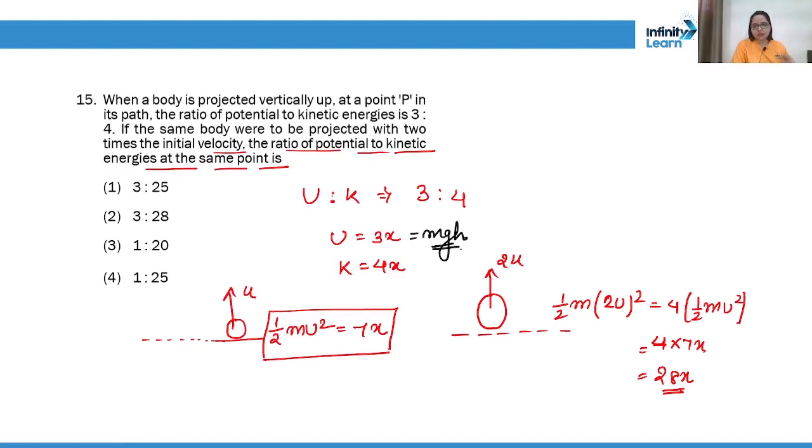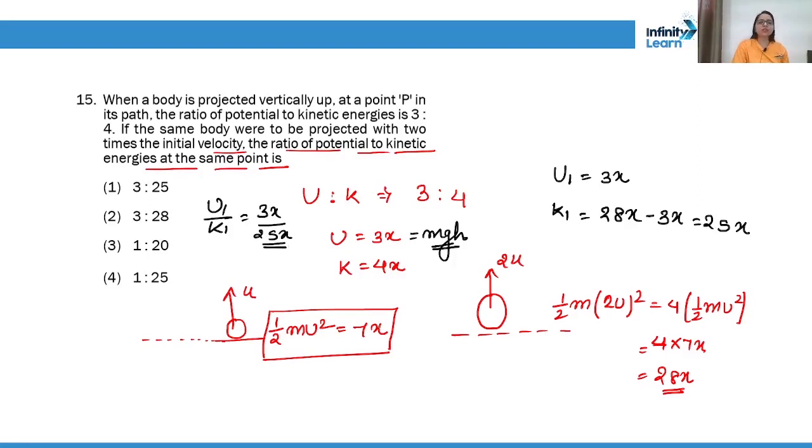right? So, if the location of the point P is the same, then the value of h will not change. So, potential energy will remain the same in the second case also. So, in the second case, potential energy U1 is 3x and kinetic energy K1 will be total mechanical energy minus potential energy at that point, that is equal to 25x. So, new ratio U1 upon K1 will be 3x upon 25x, which is equal to 3:25, which is option 1.